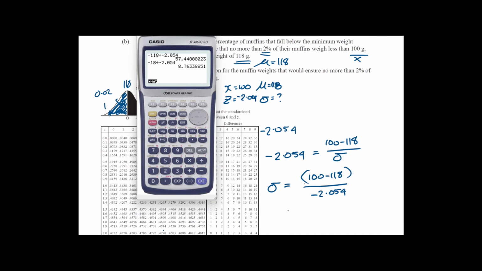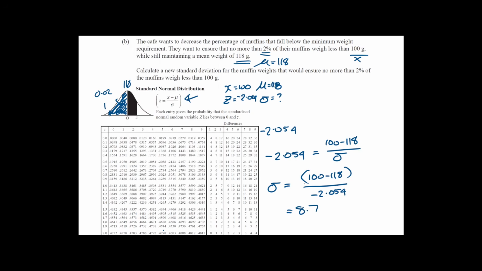So our standard deviation is going to be 8.776. That's our answer. My advice would be only really use the tables in an emergency.